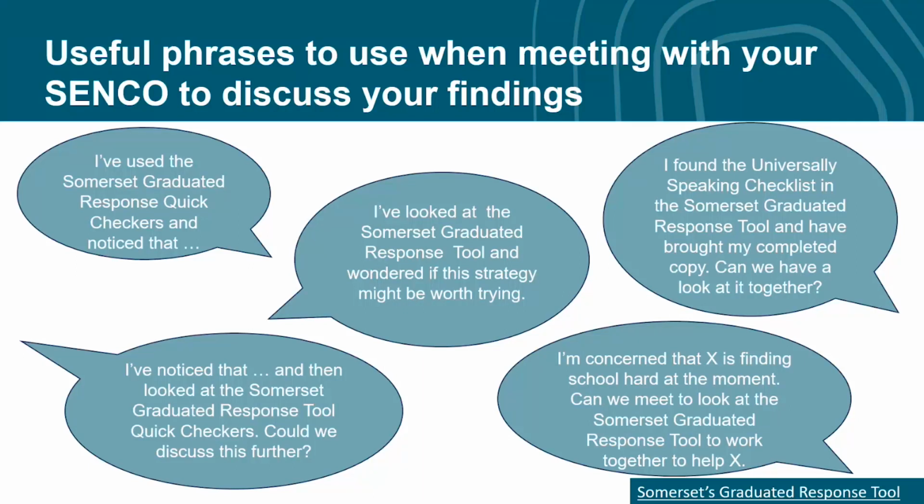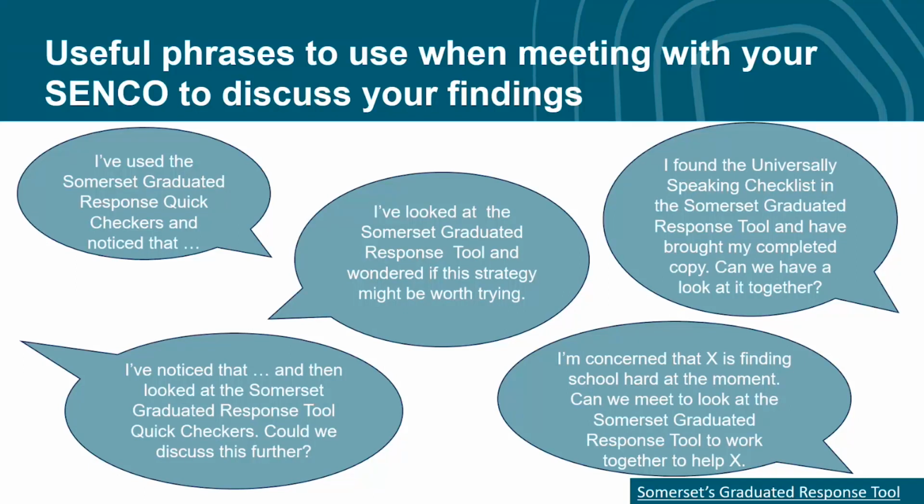So as a key adult professional or parent carer, these are some perhaps useful conversation starters you might use to follow up your use of the quick checkers and Universal Barriers and Strategies records in discussion with your SENCO. So, I've used the Somerset Graduated Response quick checkers and noticed that, obviously picking out those key themes, I'm concerned that young person is finding school hard at the moment. Can we meet to look at the Somerset Graduated Response tool to work together to help?